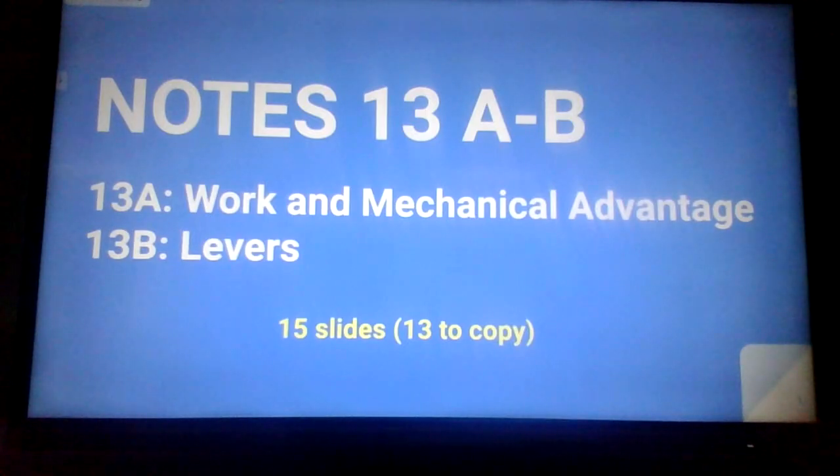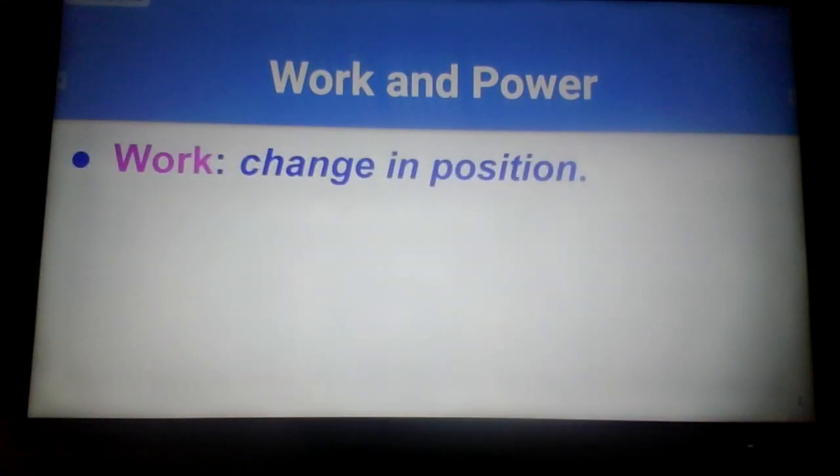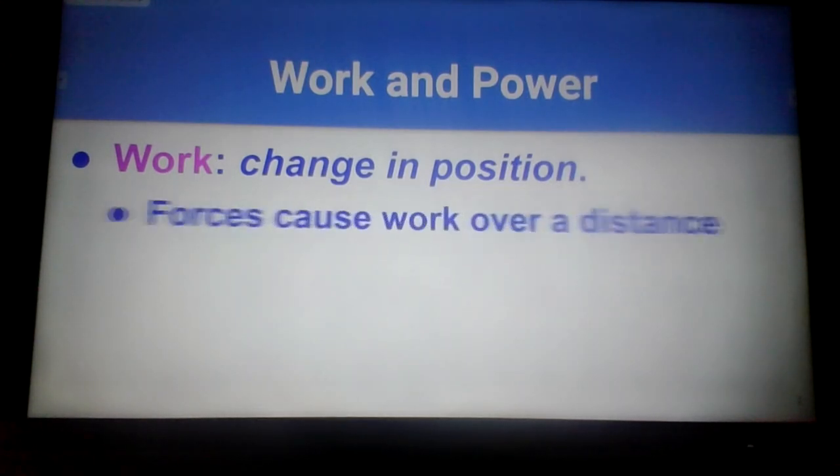Ready to begin. Work and power. Well, work is a change in position. We'll talk about power in just a little bit. An object must change position, must undergo motion, in order for us to scientifically consider that work has been done. You'll see an example in a moment.